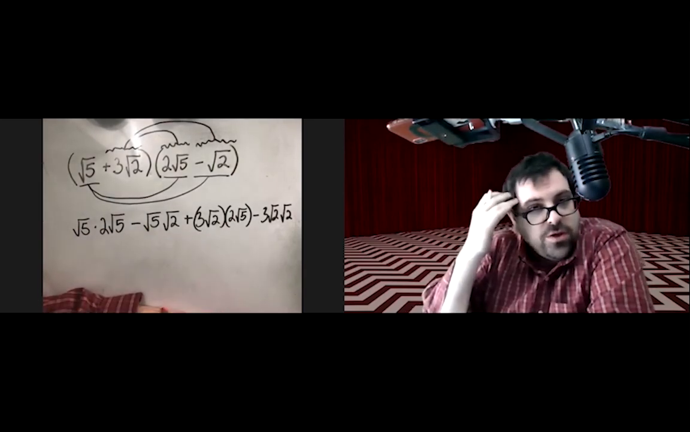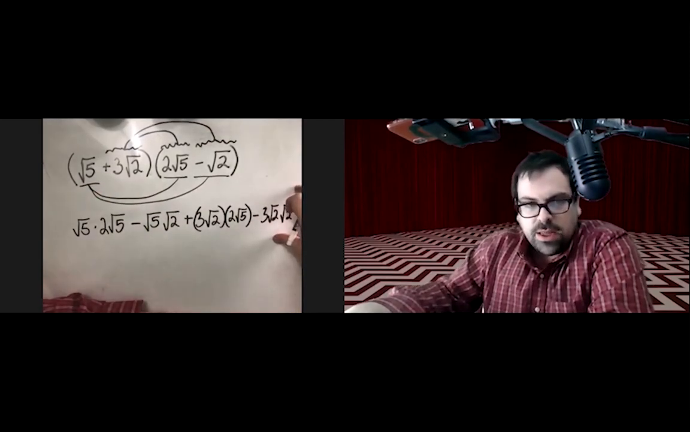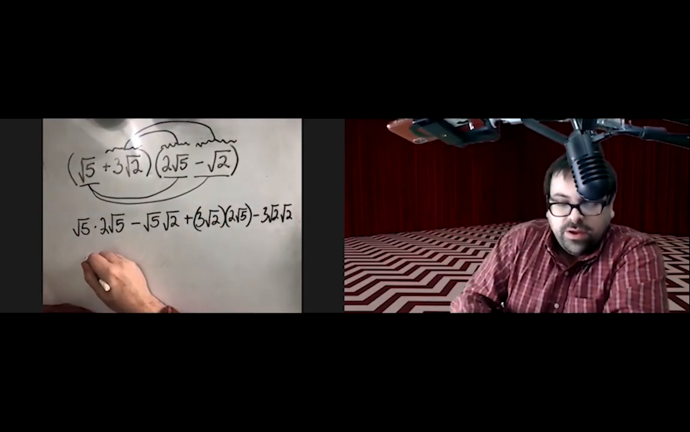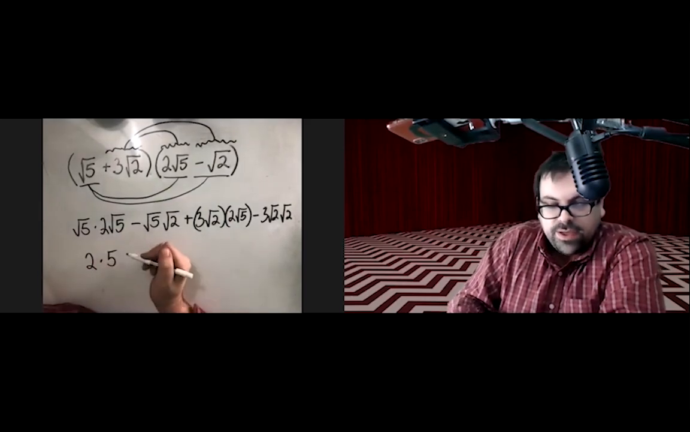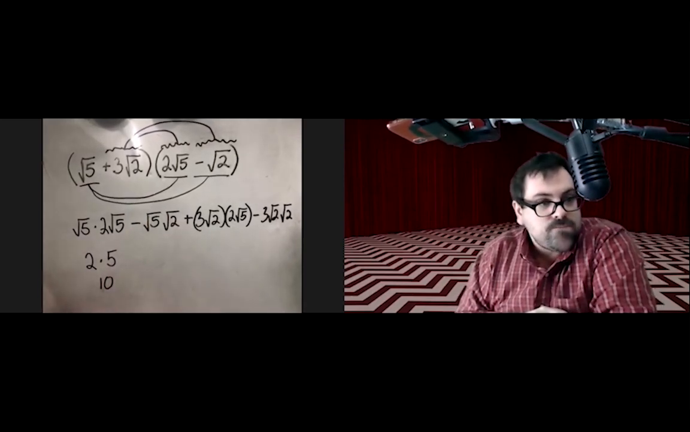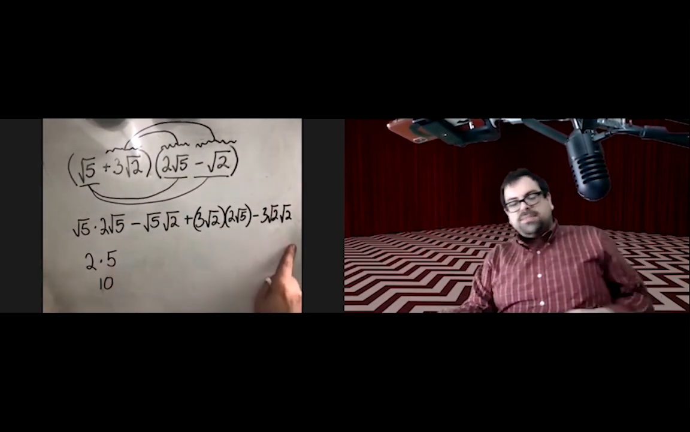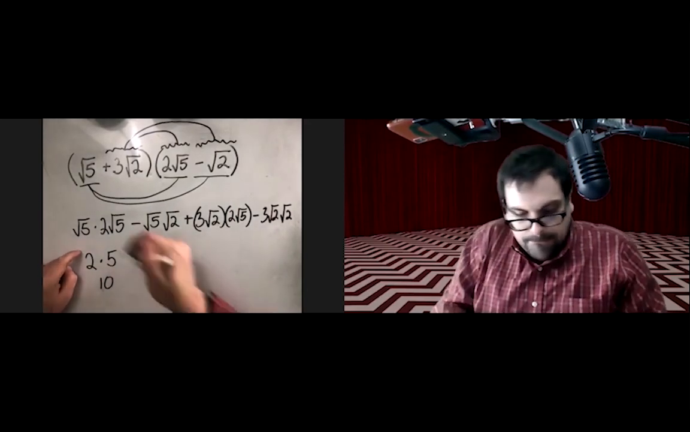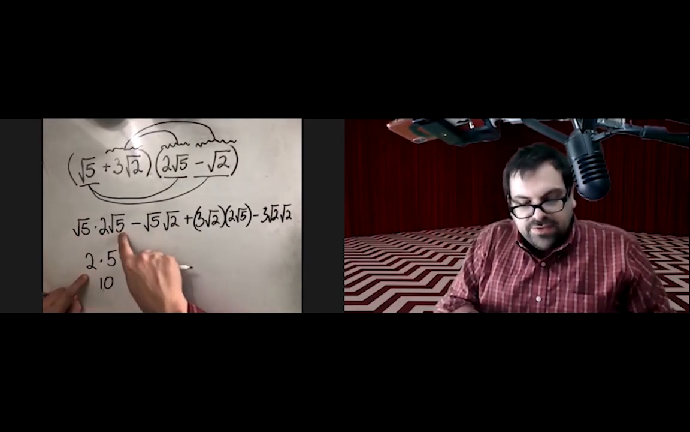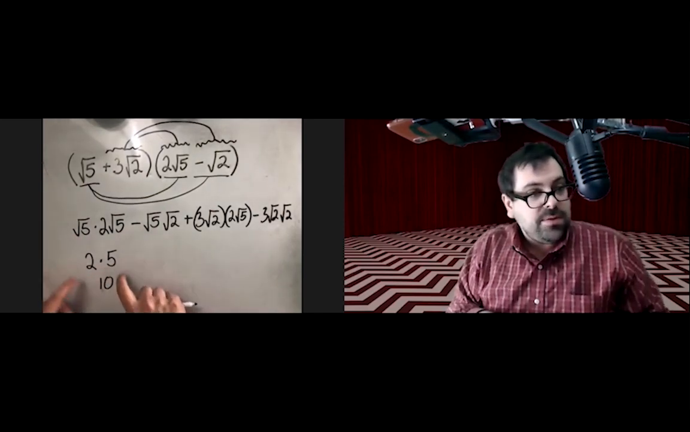Now, if you can grasp how to do each of these pieces, then you don't have to write this step out. When you're doing your FOIL, you can go first, radical 5 times 2 radical 5 is 2 times 5 is 10. Or once it's all written out, we can just look piece by piece. All we have is the 2, and then radical 5 times radical 5. Multiplying a radical by itself leaves us with what's underneath. 2 times 5 would be 10.